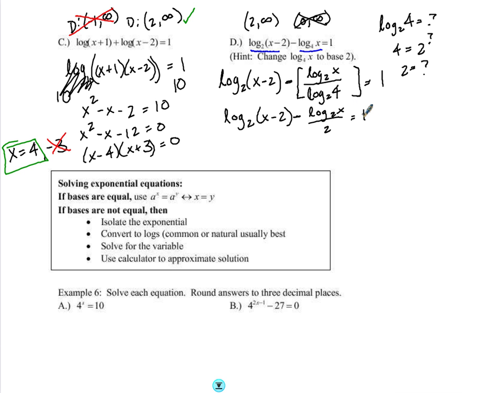Now, given the problem that we're on, we're going to want to try to get rid of that 1/2, because if I'm going to use that condensing process of using that minus sign and turning it into a quotient, I can't have that 1/2 sitting out in front. So to deal with that, I have two options. Really, the only option you have is to use your power rule, which means if I have a 1/2 multiplied to a log, I can bring that 1/2 up and make that a square root.